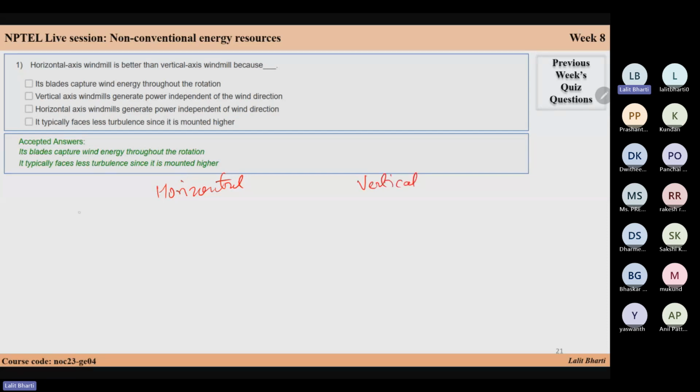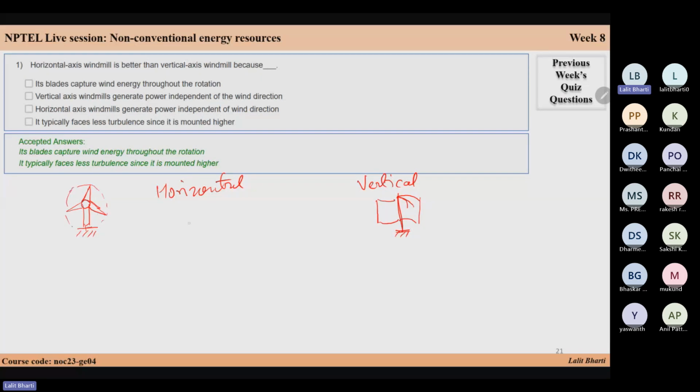So we already know horizontal is basically this kind of windmill, where your vertical one is, you can say, this kind of windmill. So we know what the pros and cons are. So let's read the statement. Its blade captures wind energy throughout the rotation. So yes, because let's say this is your sweep area.